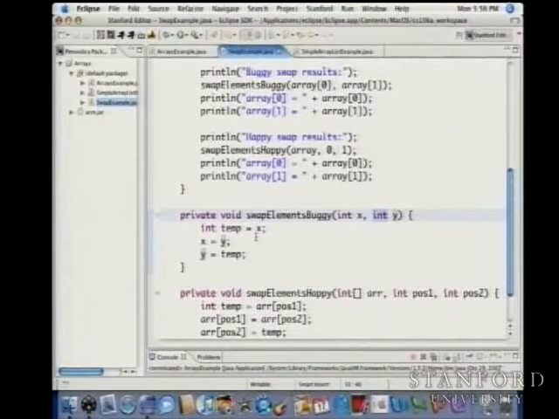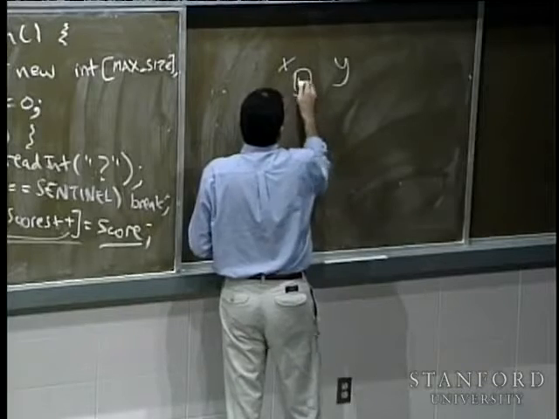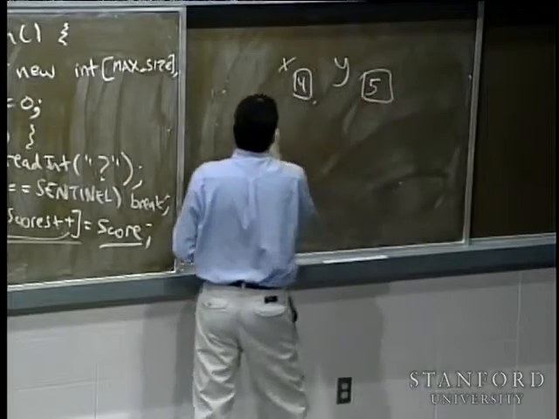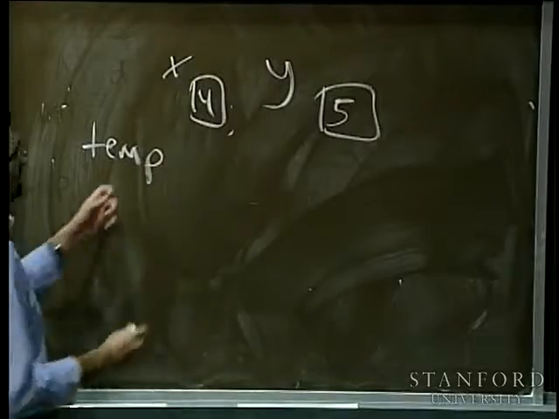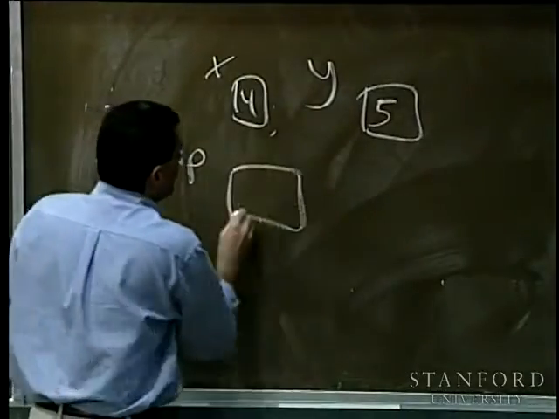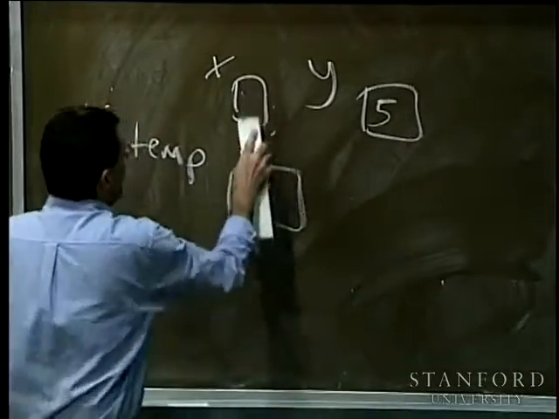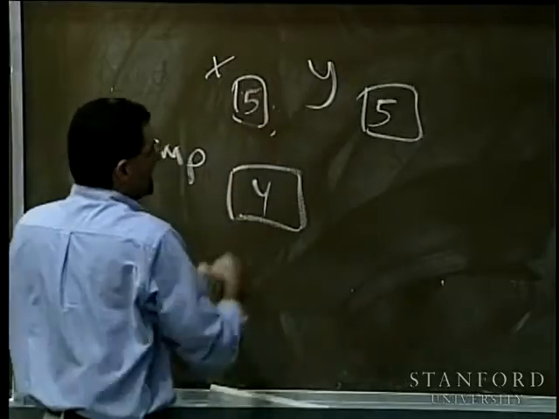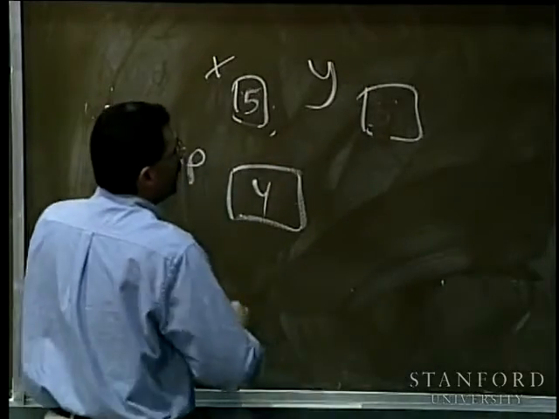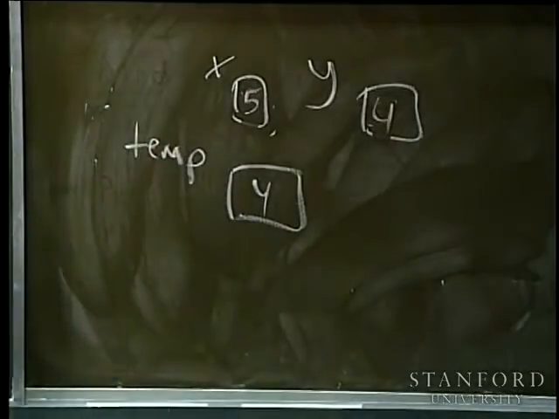As a matter of fact, let me just draw it for you so we're all on the same page. I get x and y. They have values, let's say 4 and 5 to start with. I have some temporary. I start off by saying temporary equals x, so temporary gets the value 4. Then x gets y, so x gets the value 5. Then y gets temp, so y gets the value 4. And for all intents and purposes, it looks like I swapped the values.